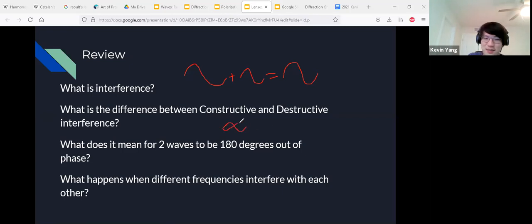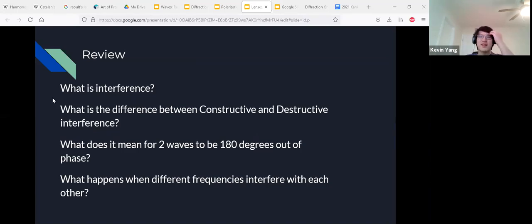So we have this up and down, right? And they're going to add up with each other to form this, and that's destructive interference. And constructive interference is what they have up here. We add two waves and they form an even bigger wave, right? So that's the difference between constructive interference and destructive interference.